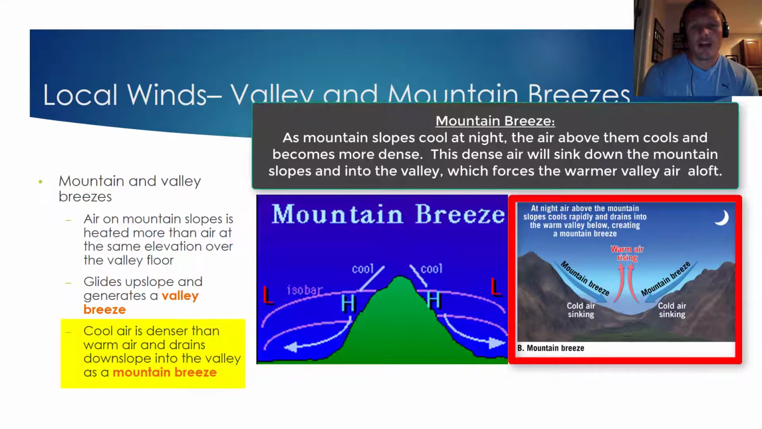As the mountainsides cool rapidly, the air just over the top of the mountainsides will become more dense as it cools, and it will sink into the valley. As that cool, dense air sinks down the mountainsides, it will force the warm air from the valley aloft. When this process occurs, we have a mountain breeze.